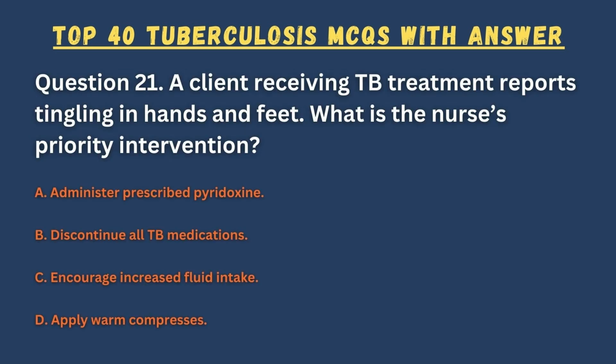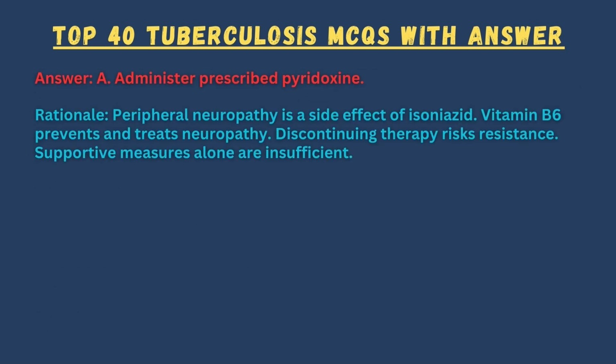Question 21. A client receiving TB treatment reports tingling in hands and feet. What is the nurse's priority intervention? A. Administer prescribed pyridoxine. B. Discontinue all TB medications. C. Encourage increased fluid intake. D. Apply warm compresses. Answer: A. Administer prescribed pyridoxine. Rationale: peripheral neuropathy is a side effect of isoniazid.